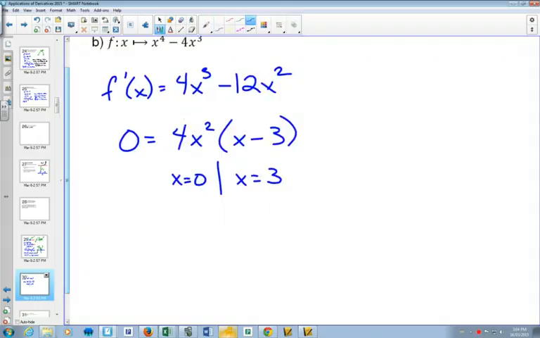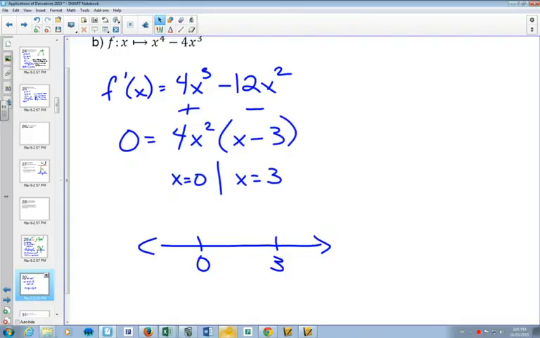Putting that on our number line, choosing a number before 0, so minus 1. This will be positive, and this will be negative, giving us an overall negative, which means that it's going down. Choosing a number between 0 and 3, like 2, this will be positive. This will be negative. It's still negative, and so we have negative again. It's still decreasing.